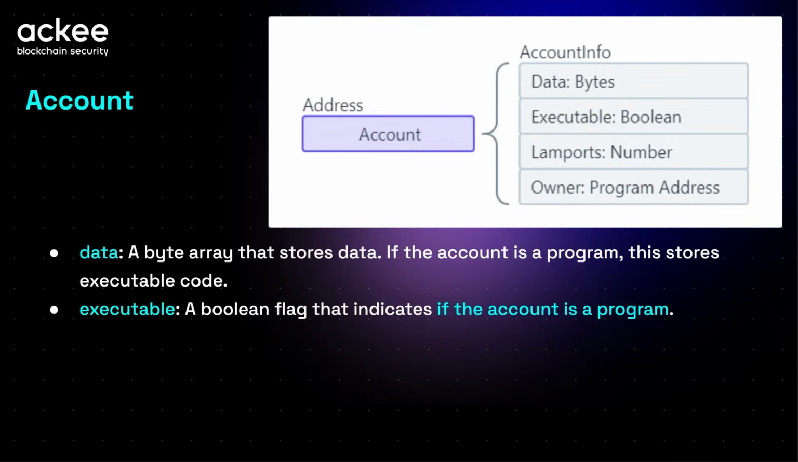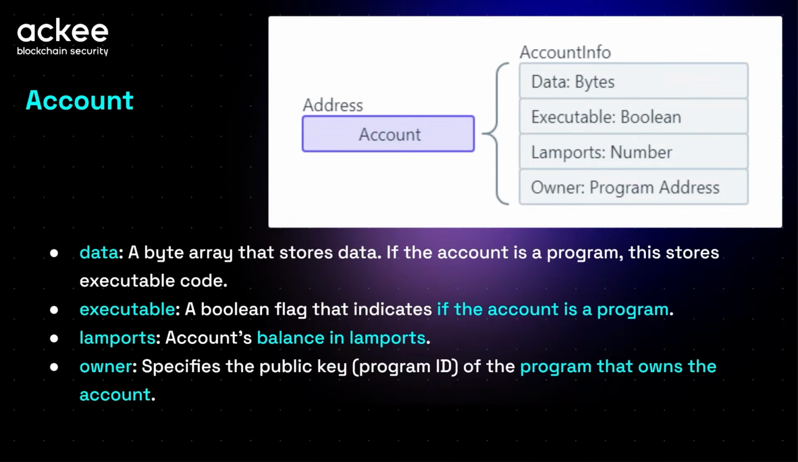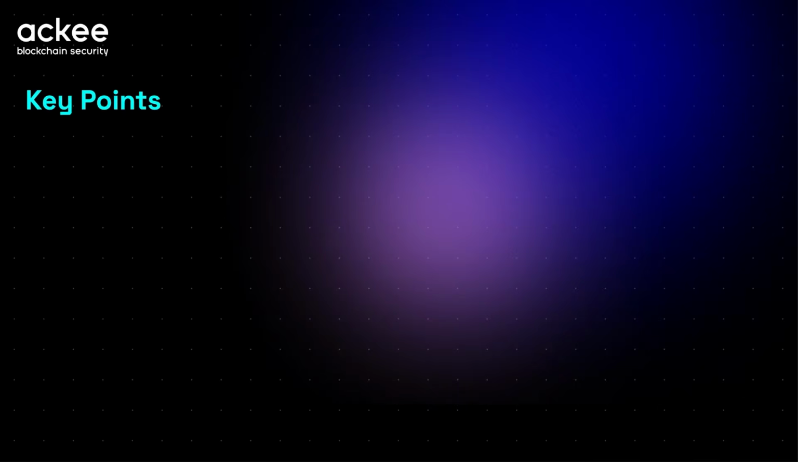Then you have the executable flag, which is just a boolean to indicate if the account is a program or not. Next, you have the lamports field, which tells you how many lamports the account has. And then the owner. Owner specifies the public key or program ID of the program that owns the account. In the next slide, this is going to be important information. So we can just go to it.